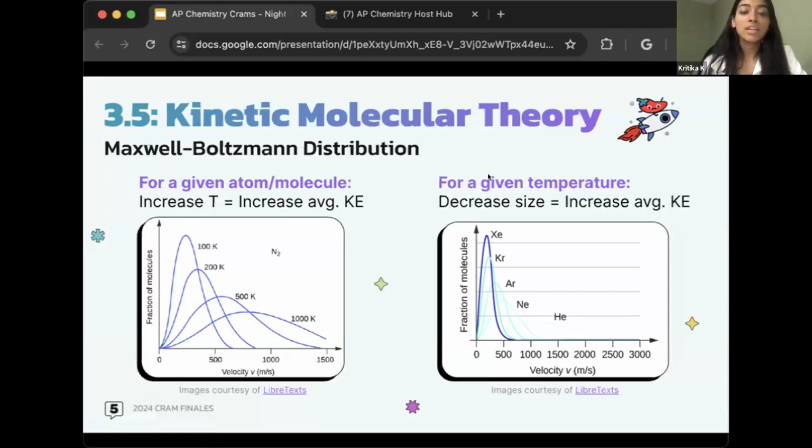Also, for any given temperature, if you decrease the size of an atom or molecule, it will have an increased average kinetic energy. Smaller atoms and molecules are able to move quicker.